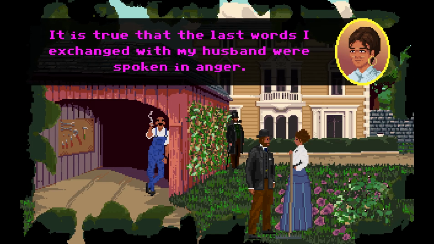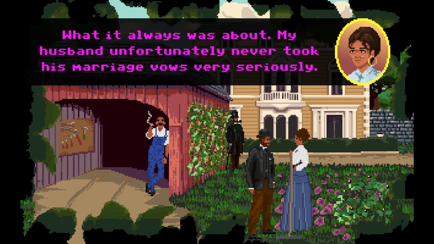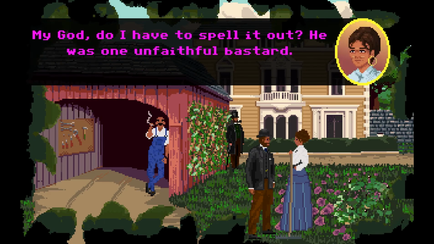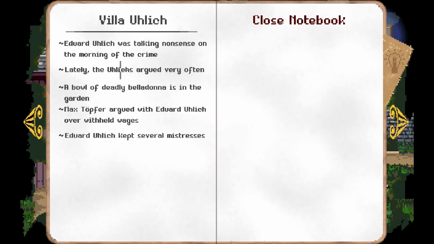Dass die letzten Worte, die ich mit meinem Mann gewechselt habe, hitzig gesprochen waren. Worum ging es denn bei dem Streit? Das, worum es immer ging. Mein Ehemann hat es leider mit seinen Eheschwüren nicht sehr ernst genommen. There is an affair. Mein Gott, muss ich es denn buchstabieren? Er war ein untreuer Mistkerl. Wobei man das nun wohl nicht mehr sagen darf, da er tot ist. Right, so they were arguing because he was unfaithful. So I don't think these two are actually... She doesn't seem interested in him. He doesn't seem interested in her. They're just blaming each other.